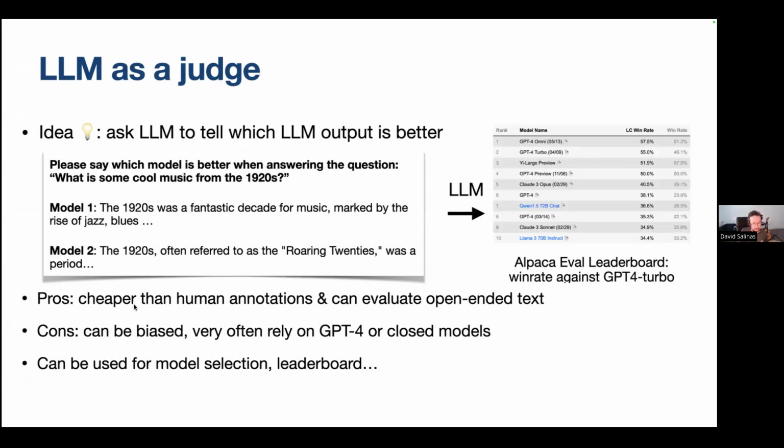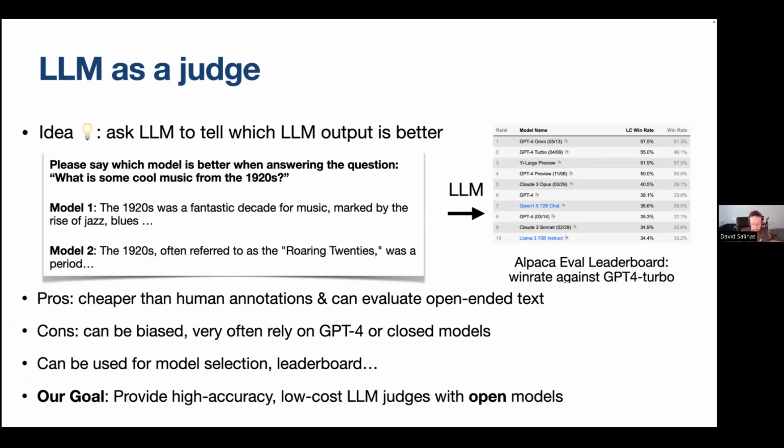I said here that LLM as a judge is cheaper than human annotation. In previous work, the LLM judge evaluation will cost around $20 per model, so it's much cheaper, but it's not super cheap either. So you may want to have an open model and something that is cheaper.